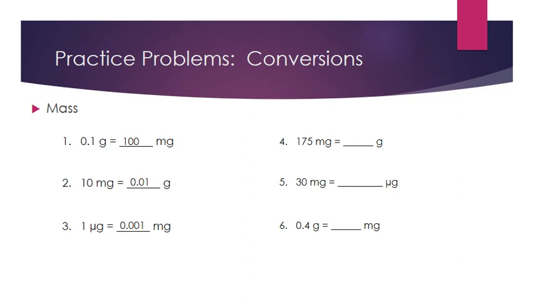And 175 milligrams converted to grams, going to move your decimal to the left again, you will end up with 0.175 grams. 30 milligrams converted to micrograms, you're going to move your decimal to the right, and you'll move it 3 spaces over, and you will end up with 30,000 micrograms. And 0.4 grams converted to milligrams, you will move your decimal to the right, and you get 400 milligrams.